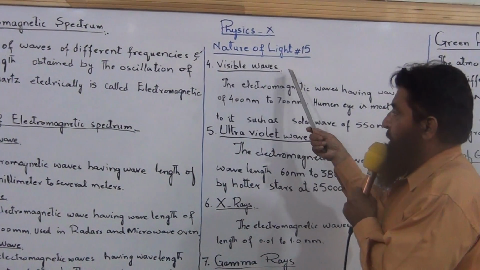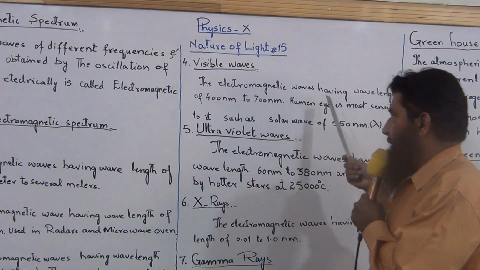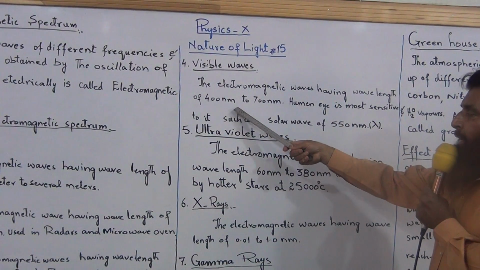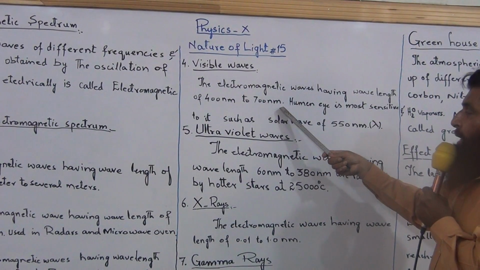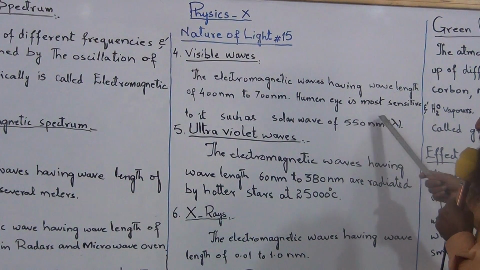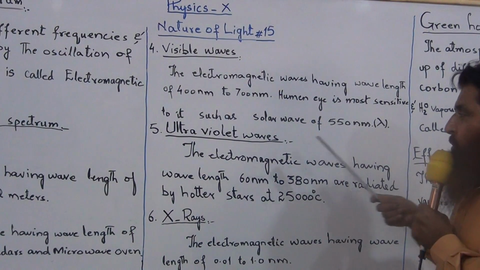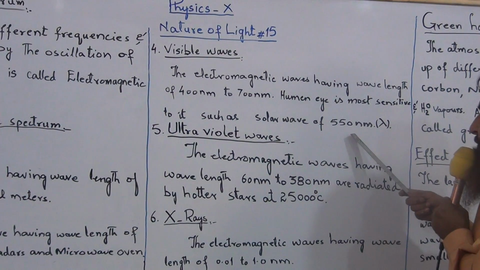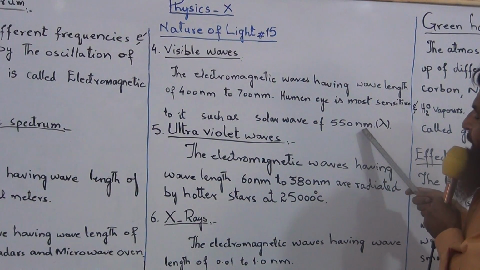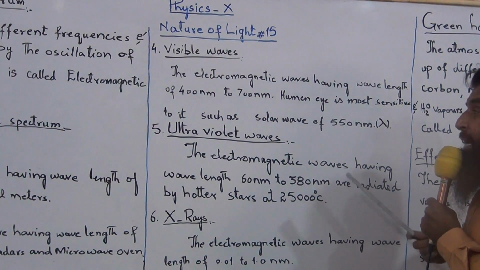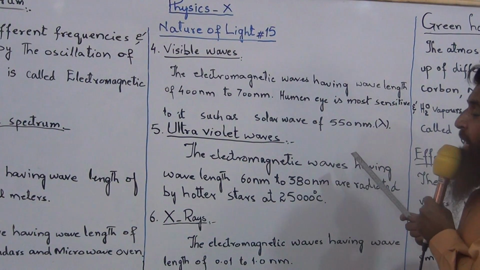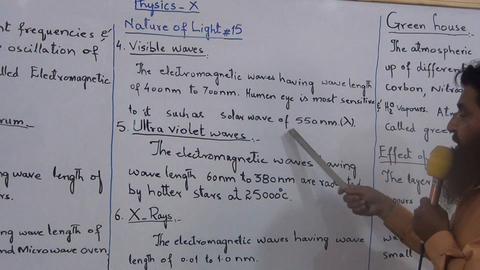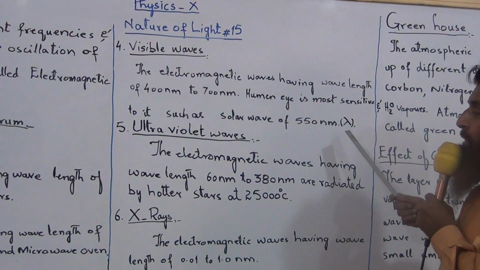Number four, visible waves. The electromagnetic waves having a wavelength of 400 nanometers to 700 nanometers. The human eye is most sensitive to it, such as solar waves. Their wavelength is 550 nanometers. Therefore, we cannot look towards the sun, because this wavelength of frequency is very dangerous for human eyes.